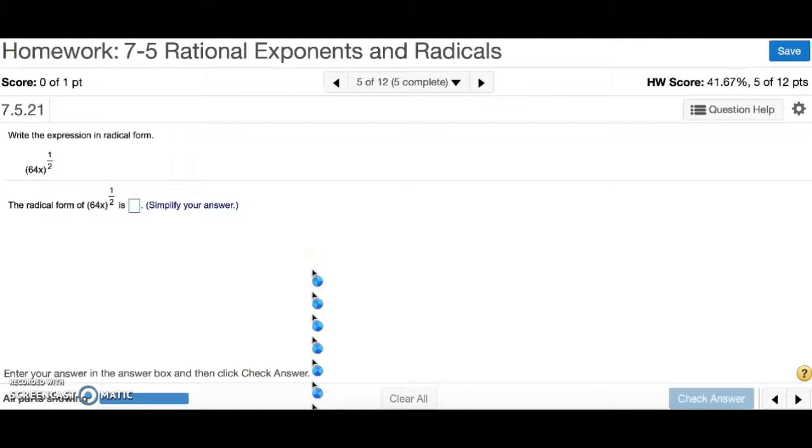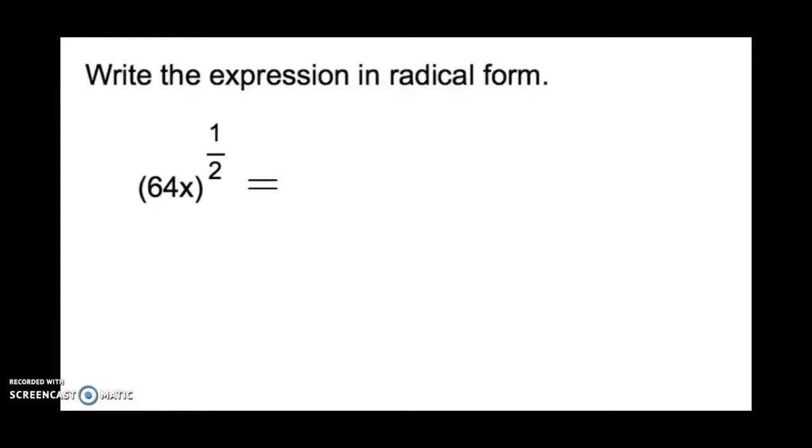Number 5, it says to write the expression in radical form. Let's take a closer look at it. Notice how the entire expression is being raised to the 1/2 power. That means I'll raise both the 64 and x to the 1/2 power. So we know already that with the fractional exponent, the numerator is the power, the denominator is the root. So we have a power of 1, a root of 2, so square root. So let's bring 1/2 into all of that. So we're going to put all this in the square root. So we have the square root of 64x.